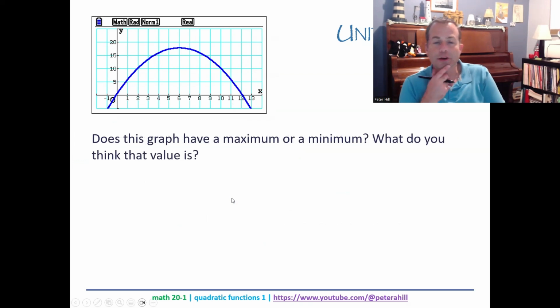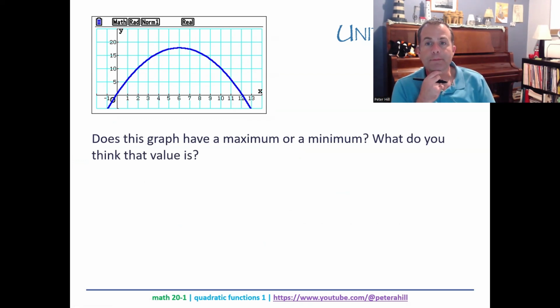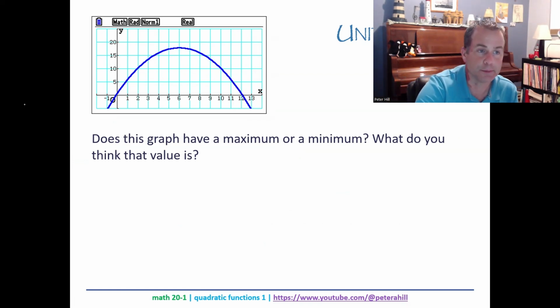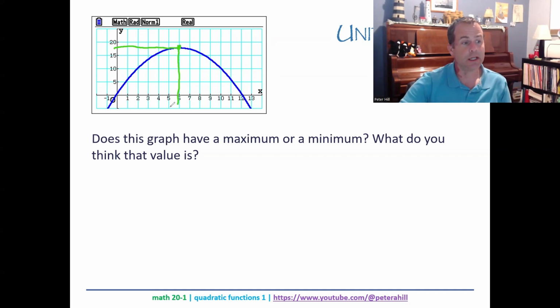Okay, does this graph have a maximum or a minimum? And what do you think that value is? Well, it looks like we have a maximum. Maximum means the highest point possible. Looks like we have a maximum right there, okay? Now, you may think, oh, I might be guessing at what that point is, but if I come down here, I'm very, very confident that that's at 6. And actually, if I went back to my table, 6 was actually listed. I believe it was 18. So you can go back and check me on that.